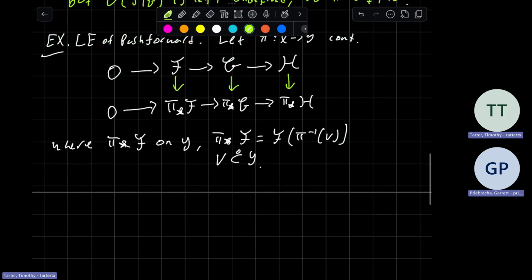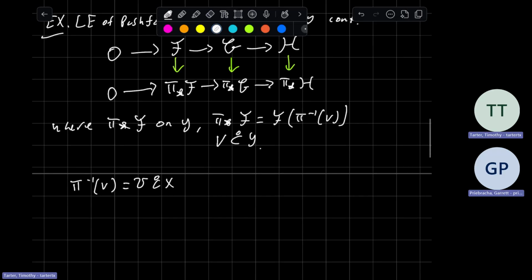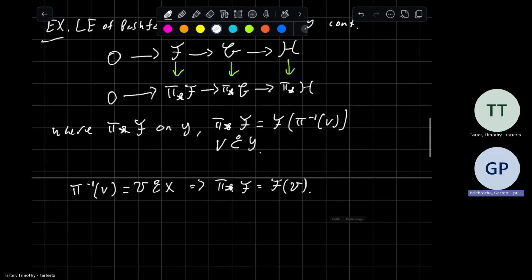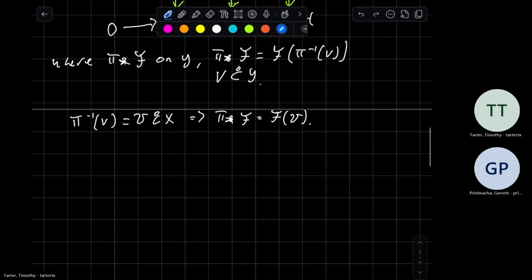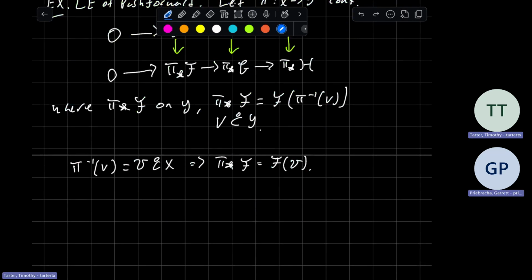Whereas here, we know that since pi is continuous, pi inverse of an open set is some open set in X. And so really we'll think of the push forward of F as the section over U. But it's getting identified with a whole space, right? So these are both kind of special cases of each other.